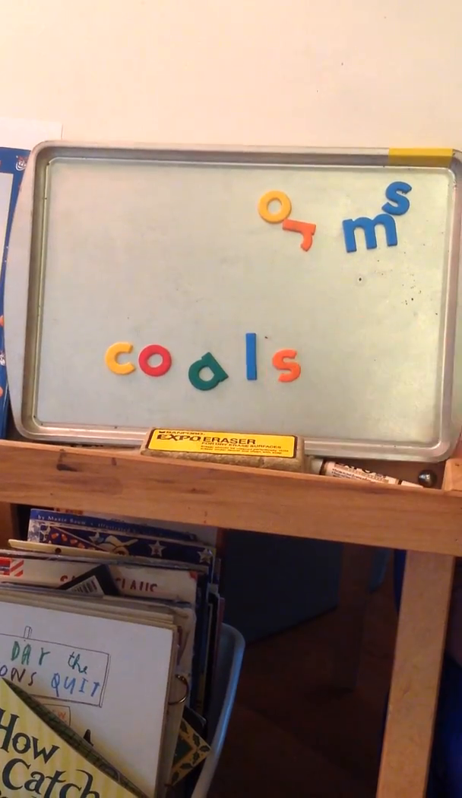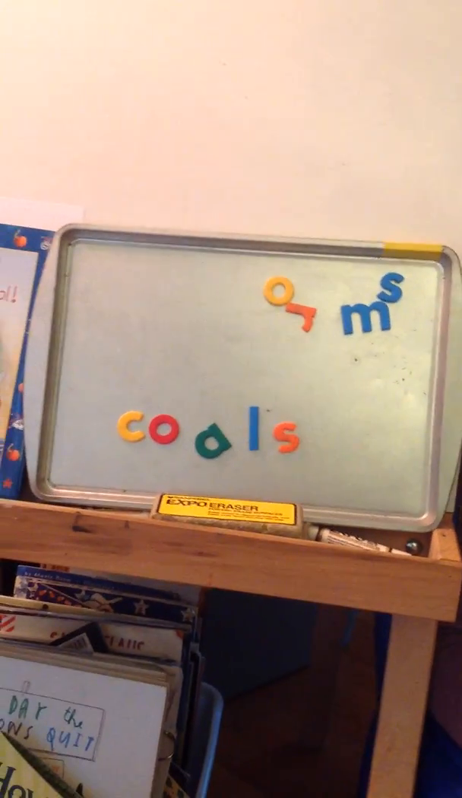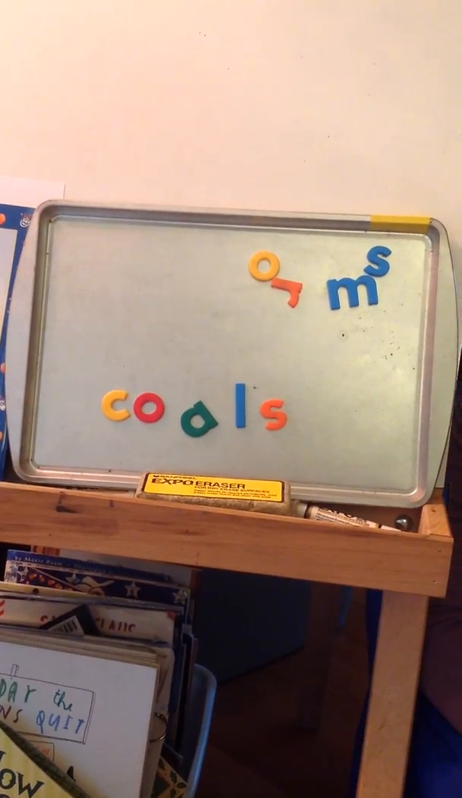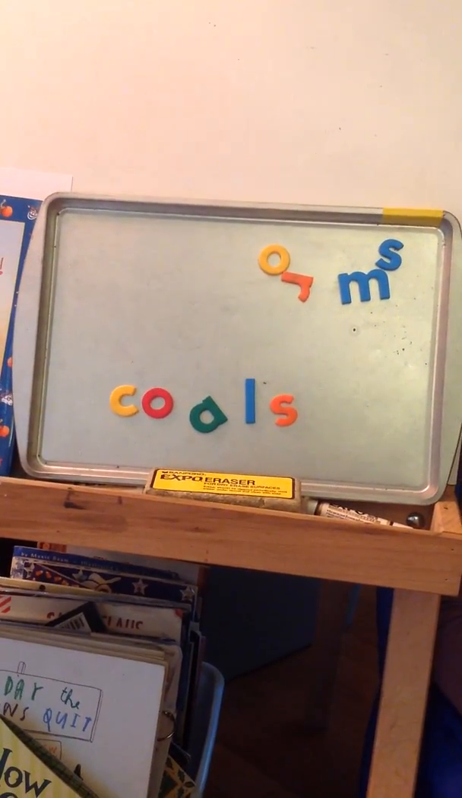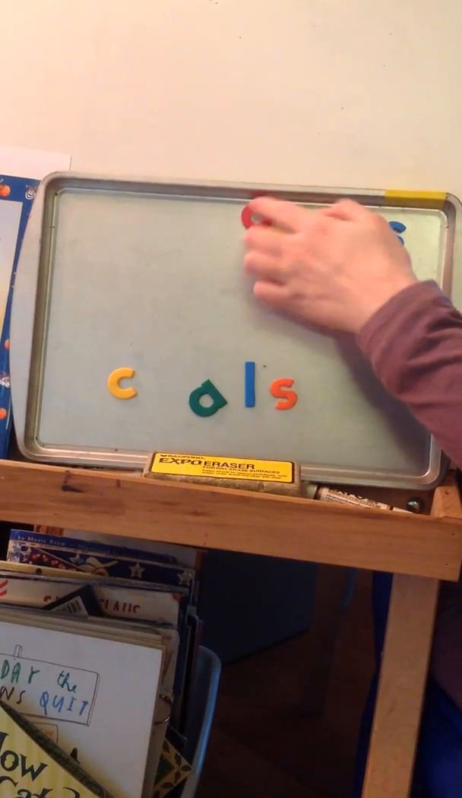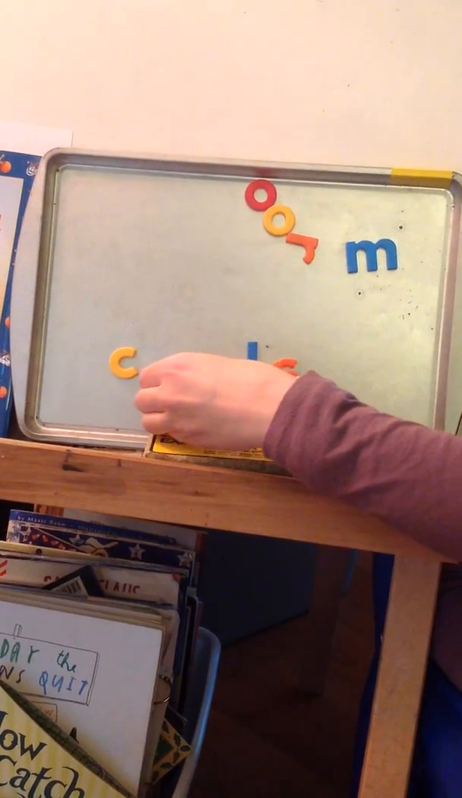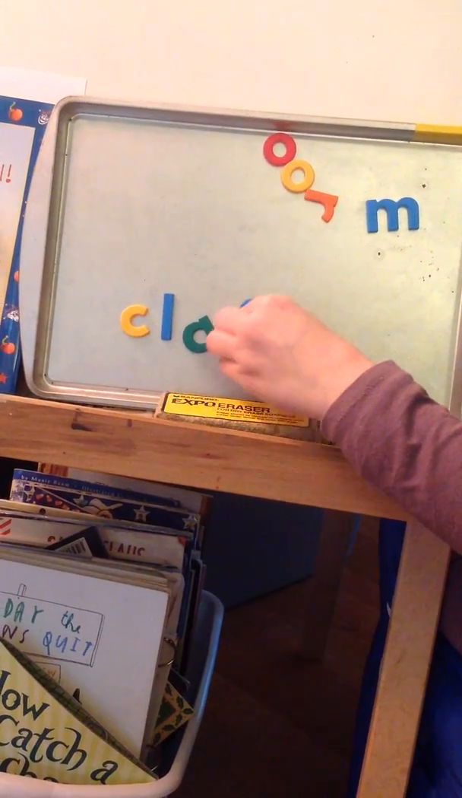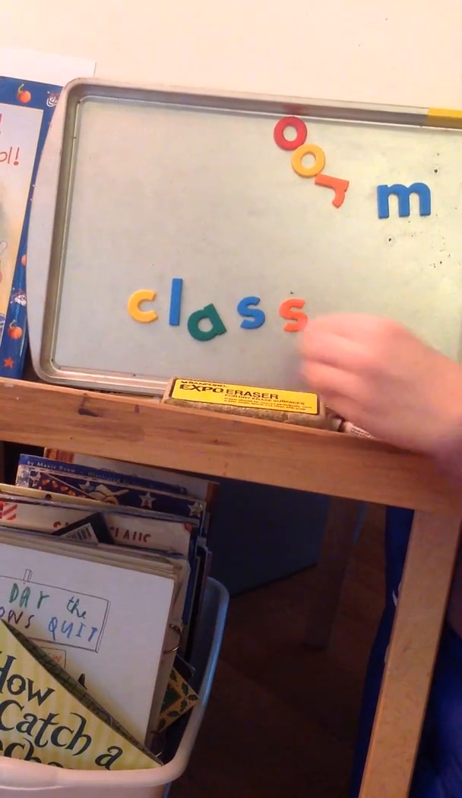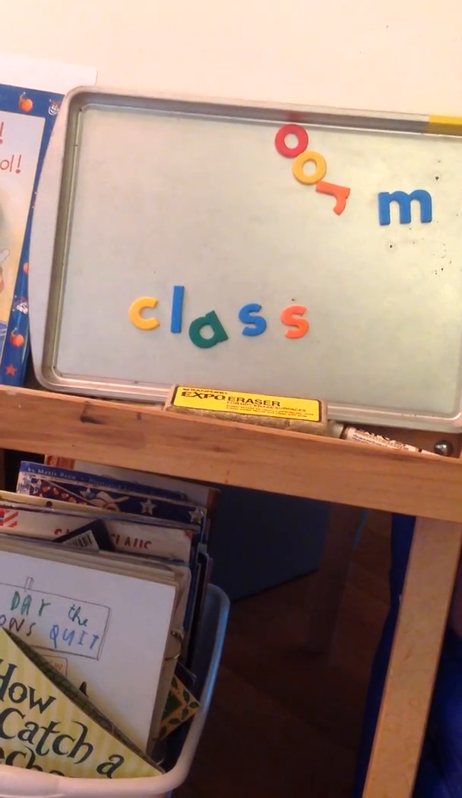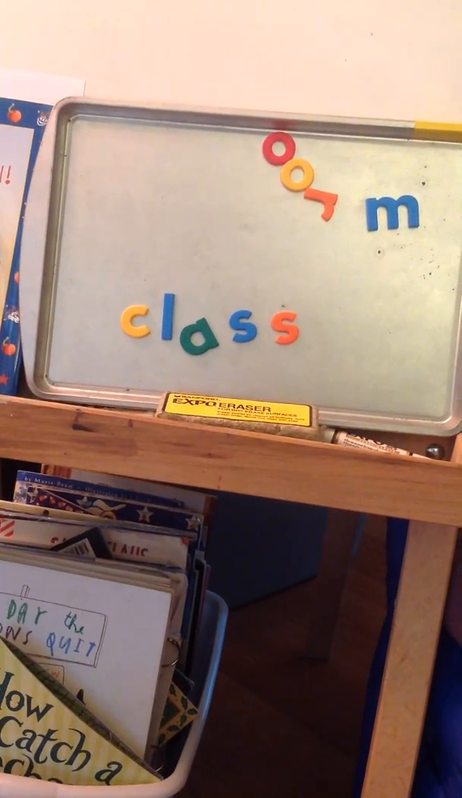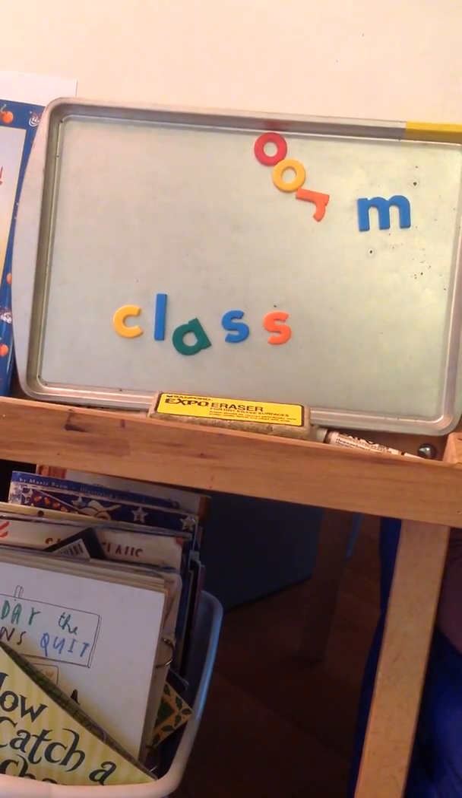If I have more than one coal, I have many coals. If you don't have coals, add coals to your list. Next, I'm going to switch this O for an S, and I'm going to rearrange my letters a little bit to make the word class. If you don't have class, you can add it to your list.